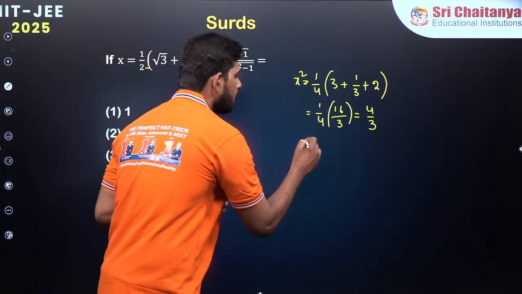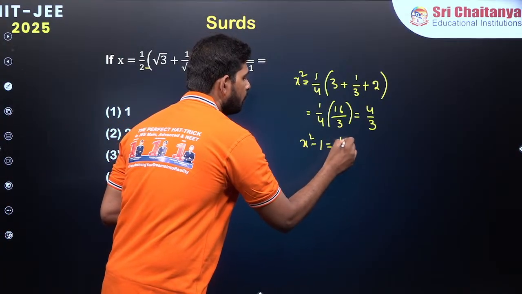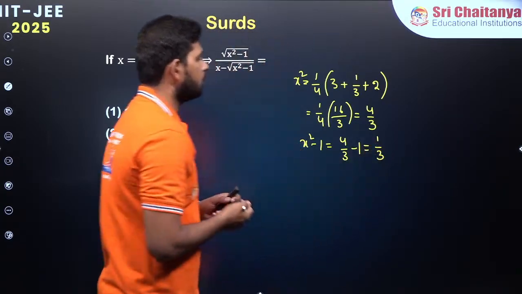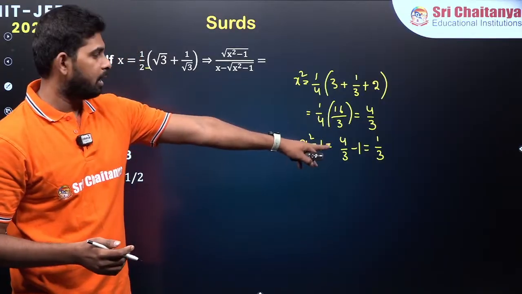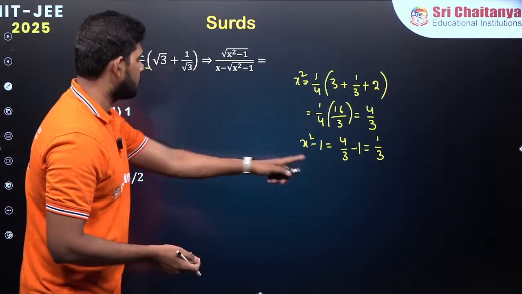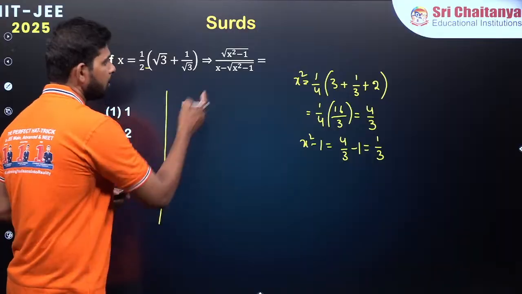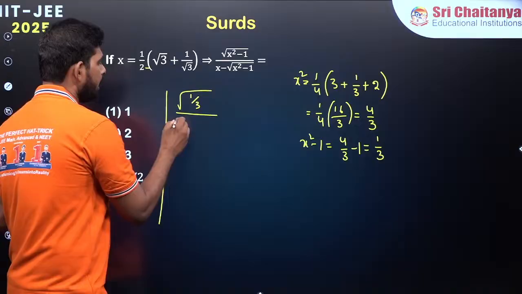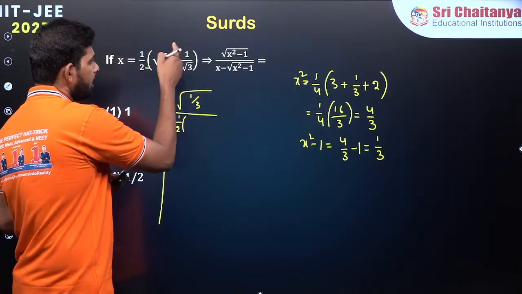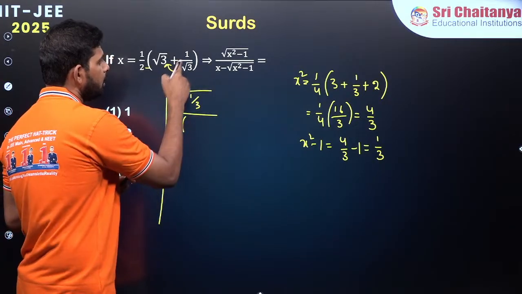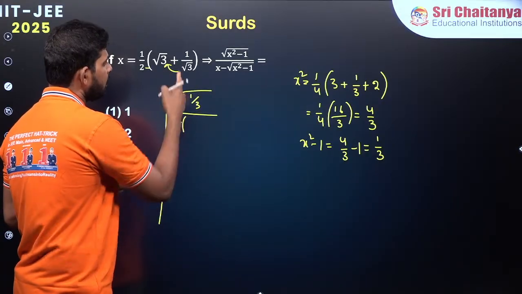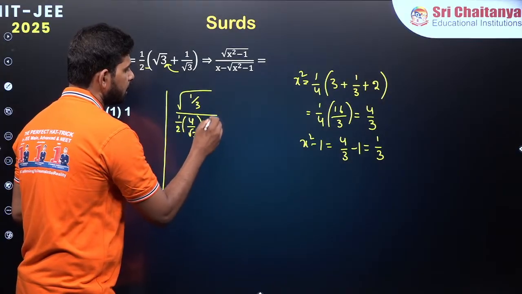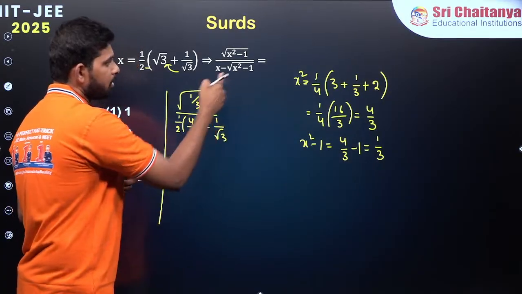What will be x square minus 1 value? That is going to be 4 by 3 minus 1, and that is going to be 1 by 3. So 4 by 3 minus 1 is giving us 1 by 3. So substitute 1 by 3 in the place of x square minus 1. Then we have square root of 1 by 3 divided by x value, we are writing here 1 by 2. And I am taking LCM. LCM, if I am going to take, that is going to be 3 plus 1, that is going to be 4 by root 3 and minus 1 by root 3 in the place of x square minus 1.